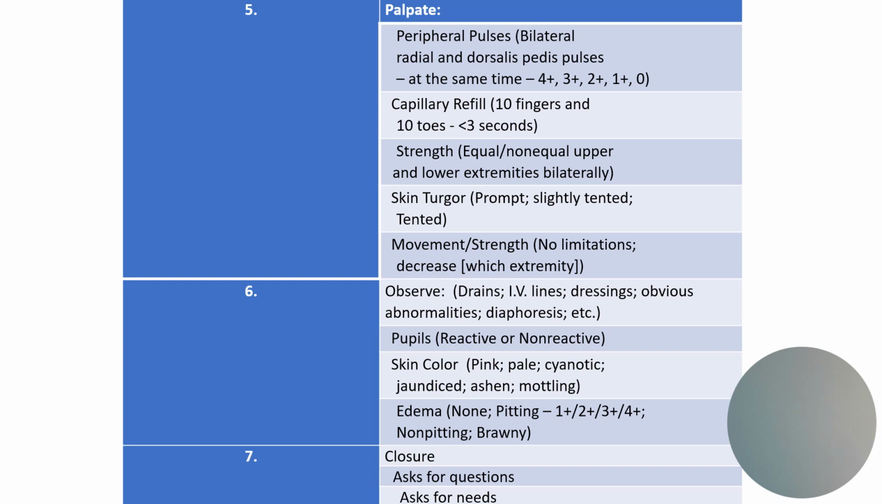So the average pulse strength is going to be 2 plus. 0 would mean absolutely no pulse is palpable. 1 plus is very weak. 3 plus is pretty strong. And 4 plus would be bounding, really, really strong, like it's going to bounce out of their wrist. So 2 plus is normal, and I could say 2 plus bilaterally.